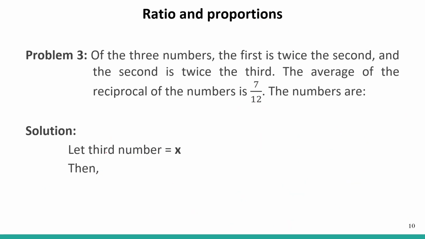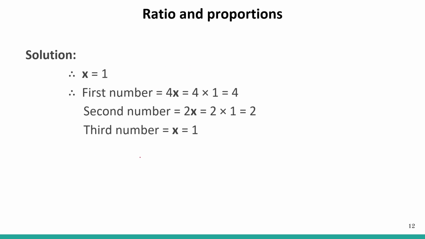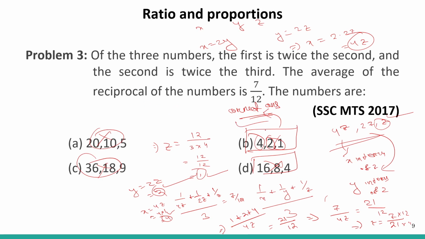Let the third number be equal to x. Then the second number will be 2x and the first number will be 4x. So according to the question, 1 by x plus 1 by 2x plus 1 by 4x, whole by 3, is equal to 7 by 12. So x is equal to 1. So the first number is 4x, equal to 4. The second number is 2x, equal to 2. The third number is 1. So the numbers will be 4, 2, 1. So option B is correct here. Only option B is correct here.